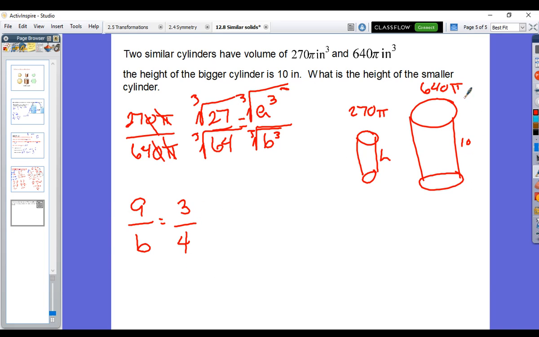So since height is a one-dimensional measurement, then we set that up. So we'll say, hey, 3 is to 4 as the smaller one, h, is to the big one, 10. And then we just cross multiply. We do so, we get 4h equals 30. You divide both sides by 4, you get h to equal 7.5 inches.